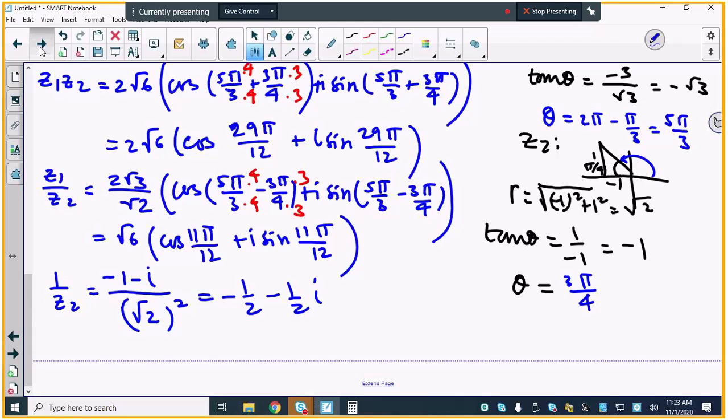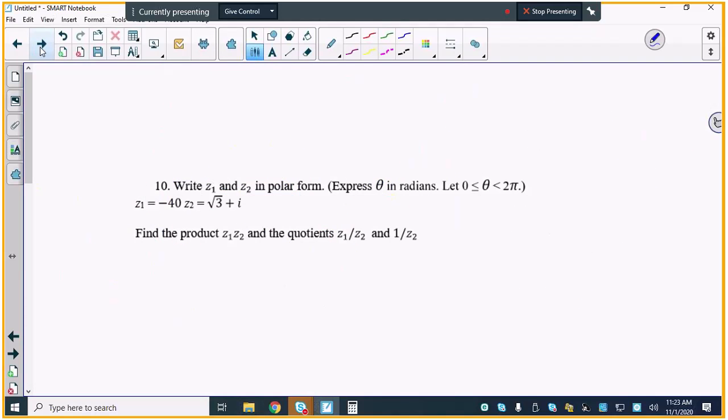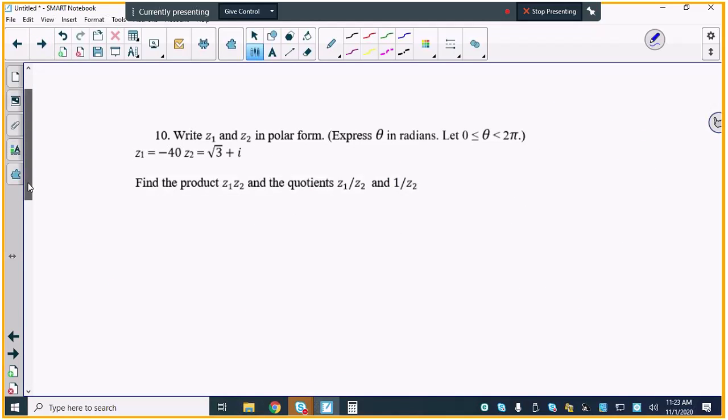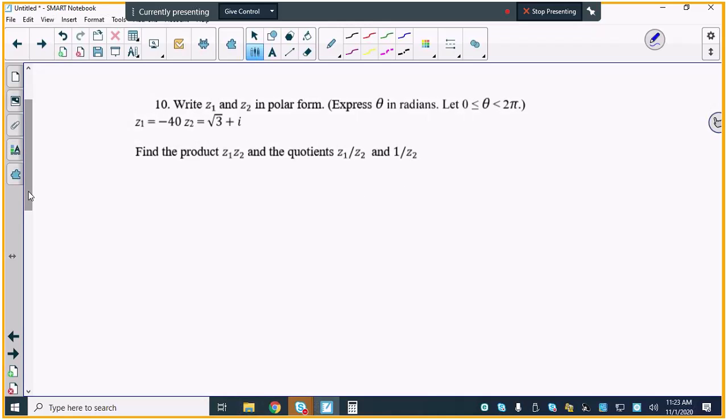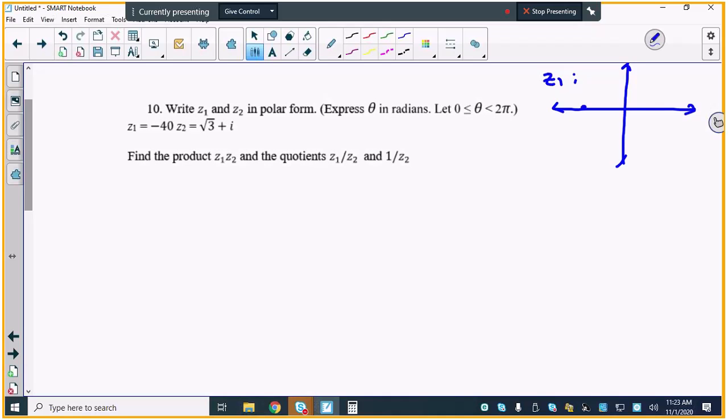Okay? Our next problem is going to ask us to find the same things. This time z1 is -40 and z2 is square root of 3 plus I. So z1, -40 means I am a quadrant angle. It's in here. So easier because the radius is 40 units. Theta is equal to pi. So I can write z1 equal to 40 times cosine pi plus I sine pi.